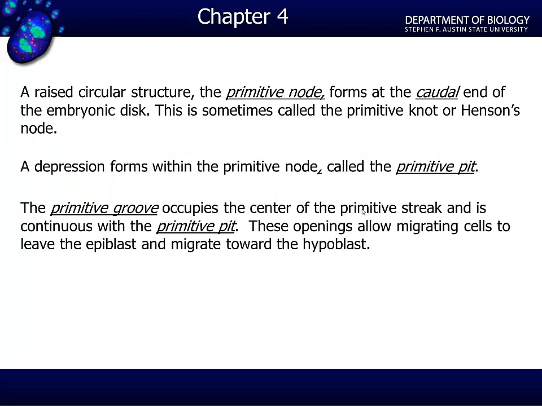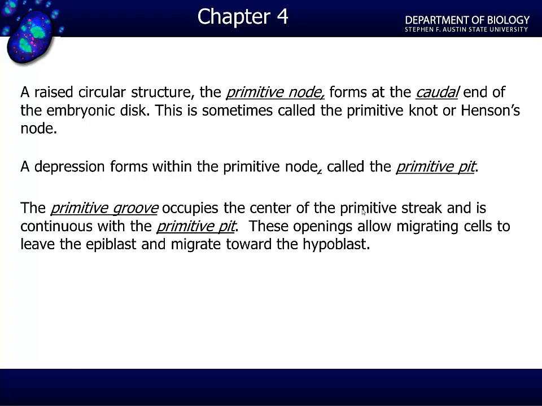So I mentioned the line that's drawn in the sand, the primitive node. This is where your finger goes in, and this is going to form more towards the caudal end of the embryonic disc. Now, some people call this the primitive knot or Hensen's node. We're just going to stick with primitive node. Hensen did a lot in developmental biology, so there's just a lot of things named after him. But the primitive node is this location where we're going to begin this process.